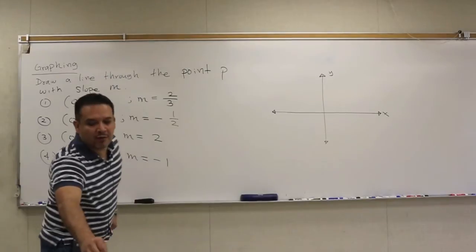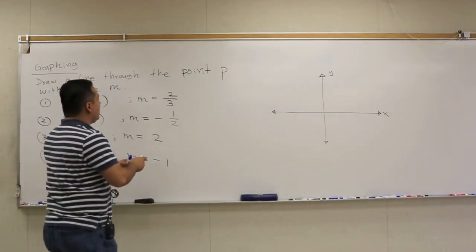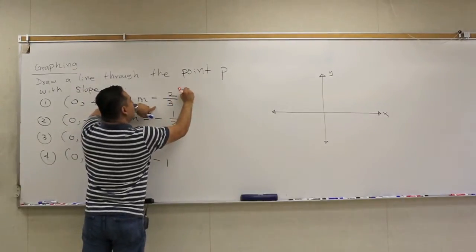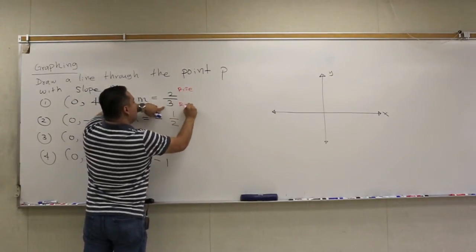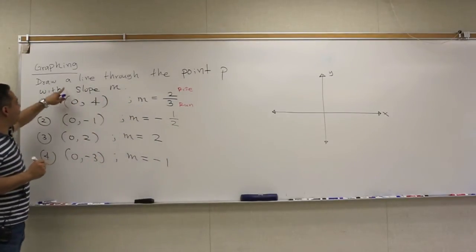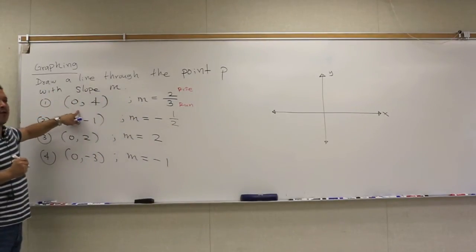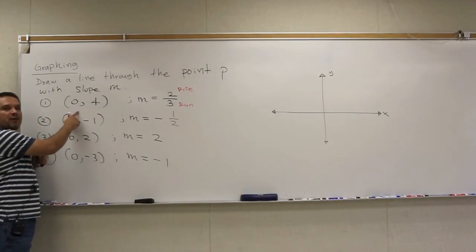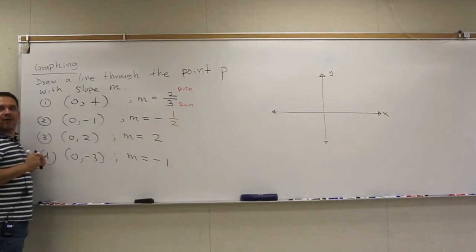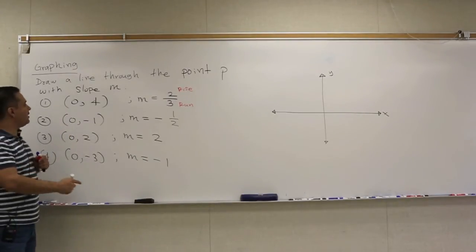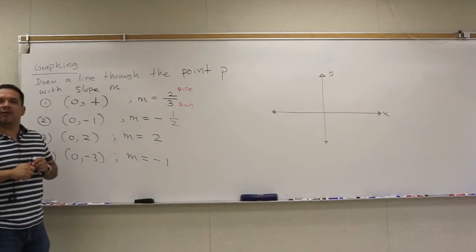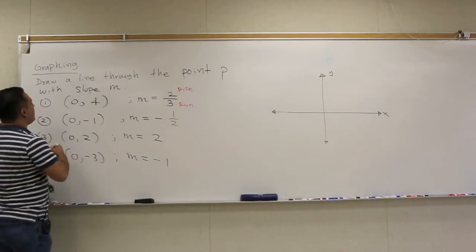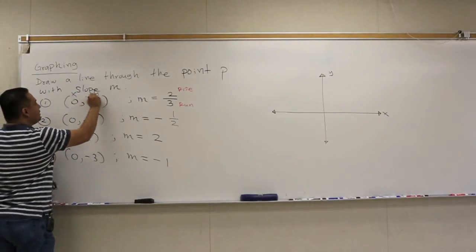Slope, remember, is rise over run. So for the first problem, the rise is 2 and the run is 3. They're going through the point 0, 4, with the coordinates x is 0, y is 4. Does anybody recognize this point? What kind of point is this, by the way? If x is 0, y is 4, what kind of point would that be?